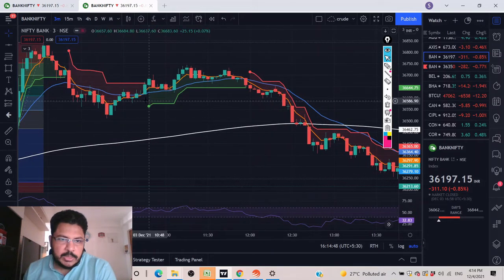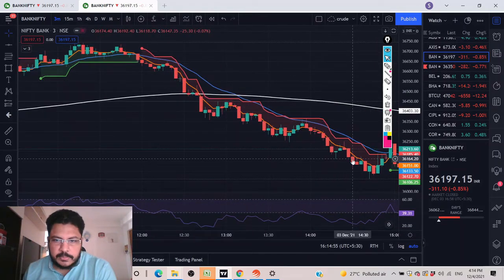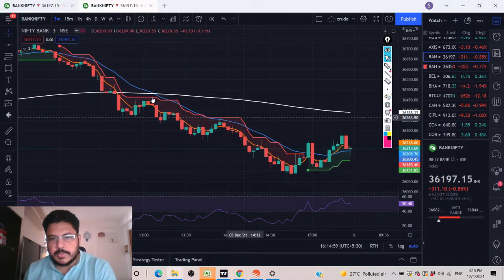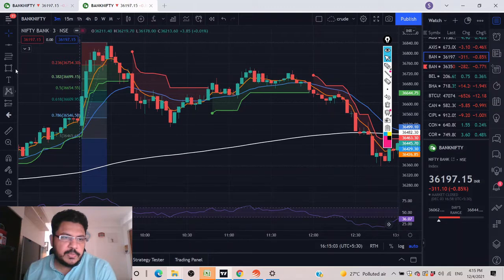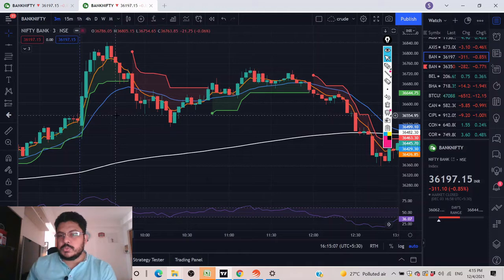Okay, so here we got an entry again. Here super trend gave an entry. From here onwards it continued till the end of the day. So a simple application of Fibonacci retracements can improve your trading efficiency. So please do try that and see how it works.